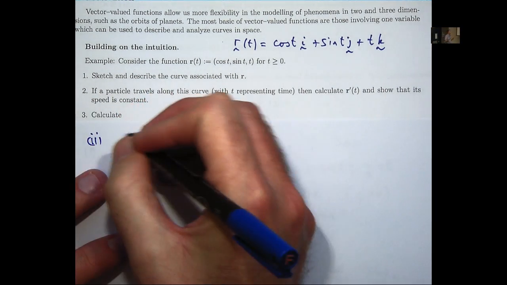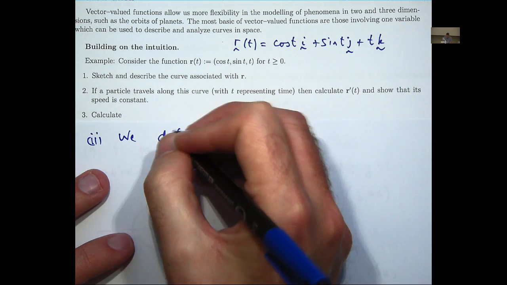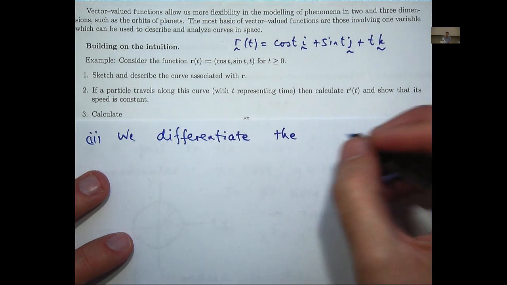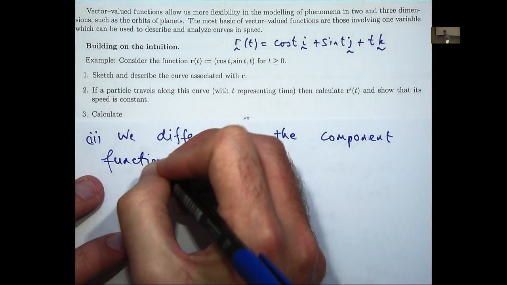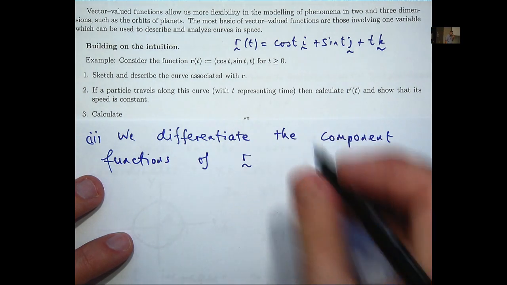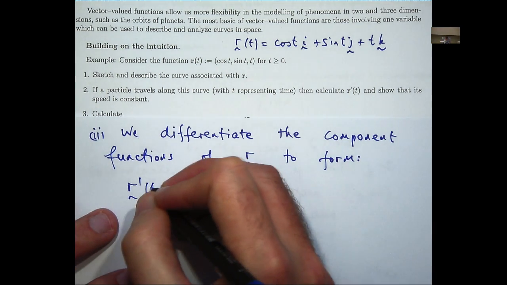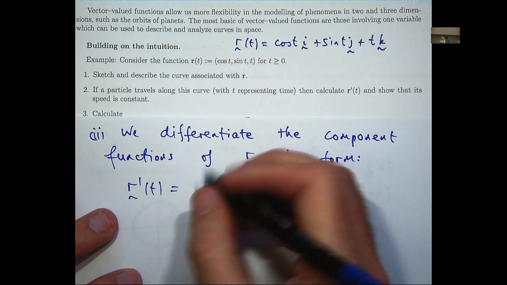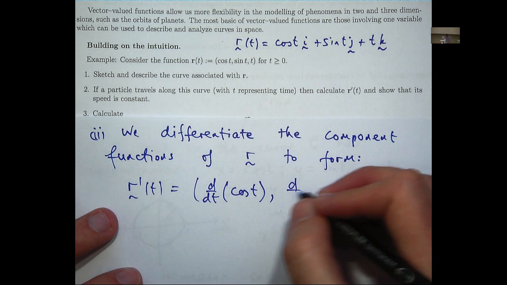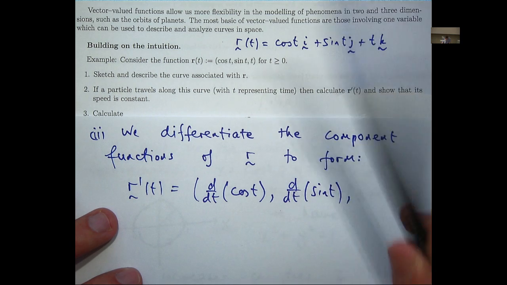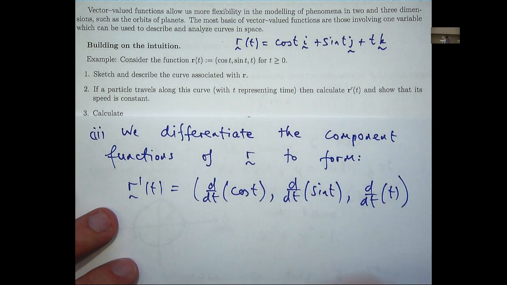So for part 2, we just differentiate the component functions of r to form the following. Okay, well, I want to differentiate cosine t with respect to t, I want to differentiate sine t with respect to t, differentiate t with respect to t, and then just write them as a vector.